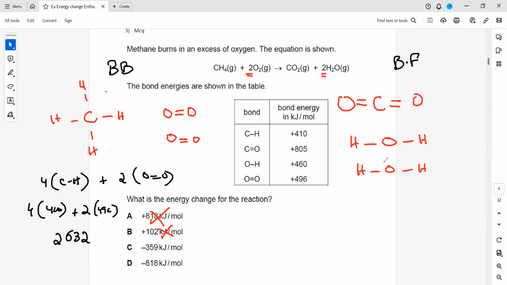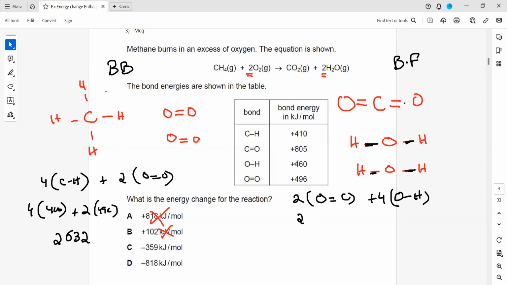Then bond forming, how to work out the bond forming? So there are carbon and oxygen bonds, and how many of them? 2 of them. So we multiply by 2. 496, for oxygen-oxygen it is 496. Plus hydrogen-oxygen or oxygen-hydrogen, how many bonds are there? 1, 2, 3, 4. So this will be 4 multiplied by OH or HO. It won't make a difference. You can write any one of them first.